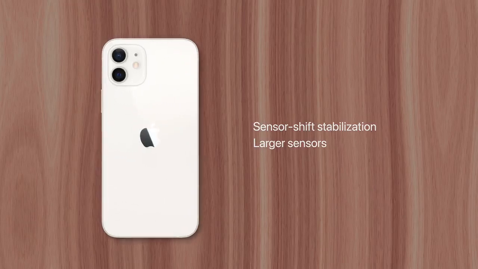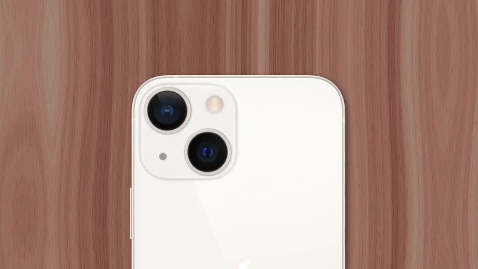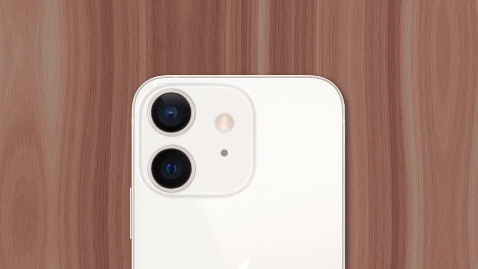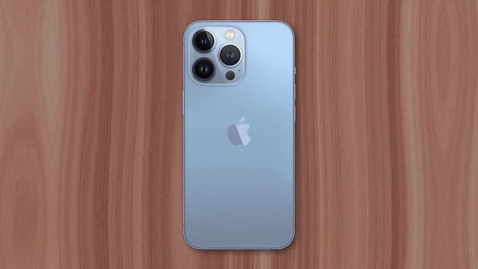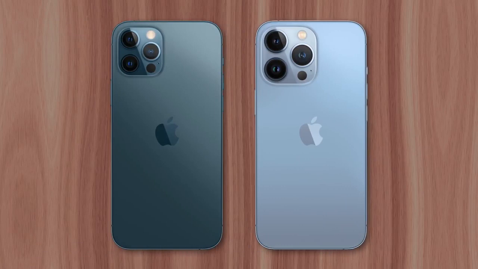So to keep the camera system as small as possible, Apple arranged the lenses diagonally, since keeping them vertical would have required a larger camera bump. But what about the 13 Pro models? They have the same camera layout as the 12, despite having larger sensors. Why didn't Apple rearrange the cameras on these models?